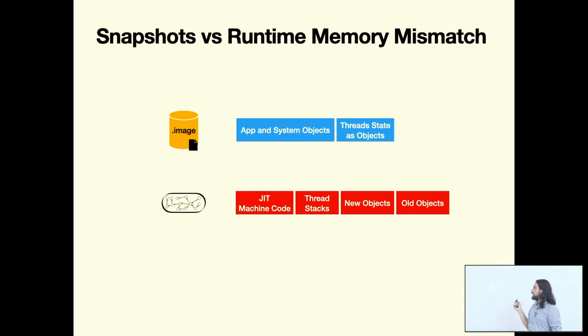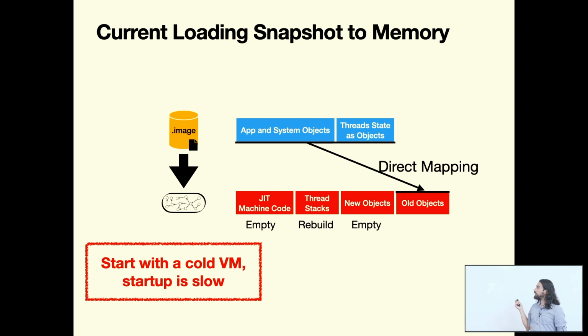So this is OK. And now, when we are loading an image in the virtual machine, what happens is that we take this and we just put it in there. We drop it in the old space. So this is actually directly mapped to the old space. That means that when the virtual machine starts, the JIT machine code is empty, the thread stacks need to be rebuilt from the objects that you stored before, and the new objects start empty, so there are no young objects.